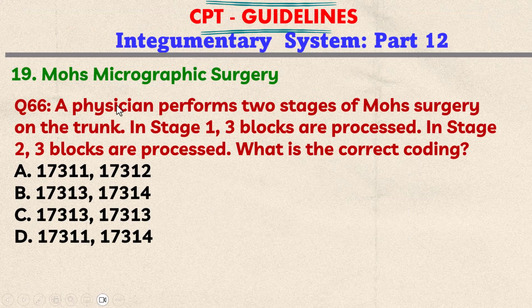Question number 66. A physician performs 2 stages of Mohs surgery on the trunk. In stage 1, 3 blocks are processed. In stage 2, 3 blocks are processed. What is the correct coding? So there are 4 answers available. Find the answer. So here I highlighted there are 2 stages of Mohs surgery. Stage 1, 3 blocks, and stage 2 again 3 blocks.